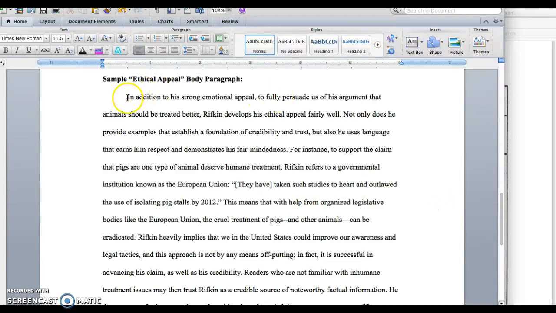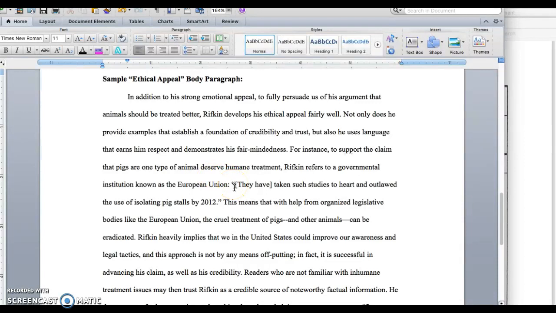And so pretend this is a body paragraph, by the way, before I start, pretend this is a body paragraph that is coming after an analysis of emotional appeal. This is me transitioning from that, trying to create a nice flow. In addition to his strong emotional appeal, to fully persuade us of his argument that animals should be treated better, Rifkin develops his ethical appeal fairly well. Not only does he provide examples that establish a foundation of credibility and trust, but also he uses language that earns him respect and demonstrates his fair-mindedness.